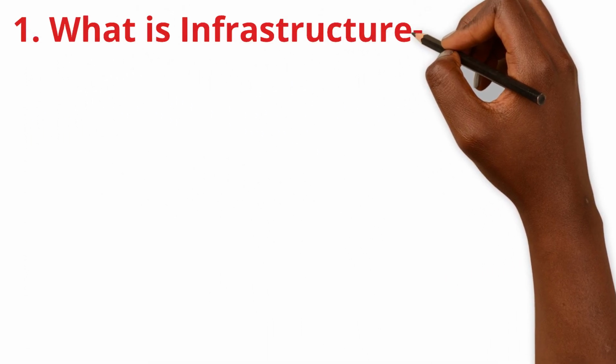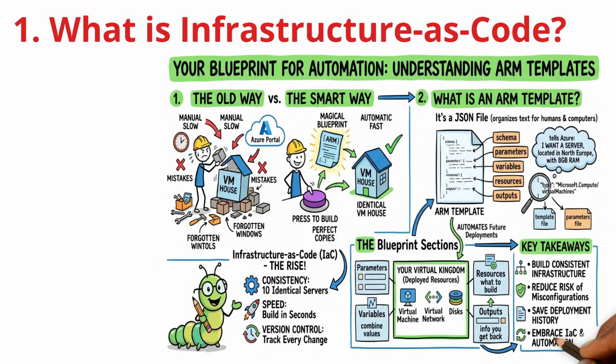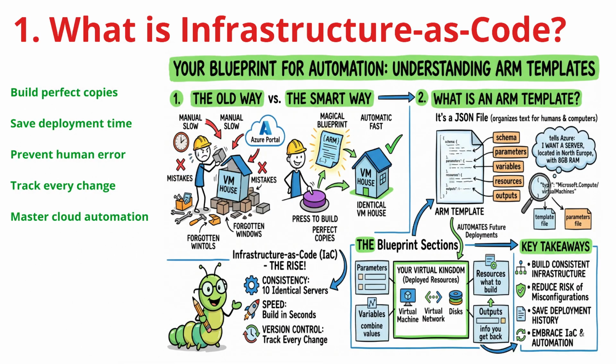Think about the last time you tried to assemble furniture without instructions. Frustrating, right? In the cloud, building everything by hand is the old way. It's slow, and it is incredibly easy to forget a window or a door, leading to costly mistakes. But there is a smart way. Infrastructure as code turns your manual labor into a magical blueprint called an ARM template. By using simple text files, you tell Azure exactly what you want, from your virtual machines to your networks and disks. You simply press a button, and your virtual kingdom assembles itself perfectly every single time. It's fast, it's consistent, and it's the future of the cloud.